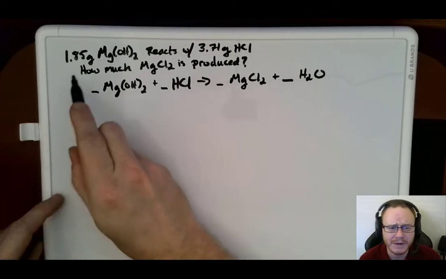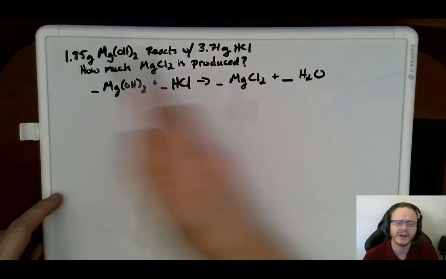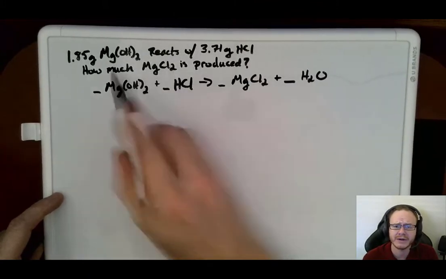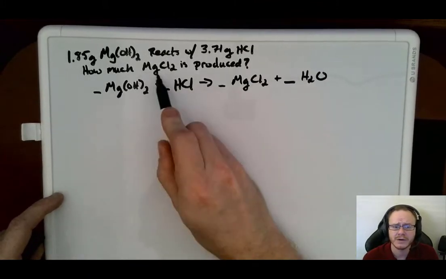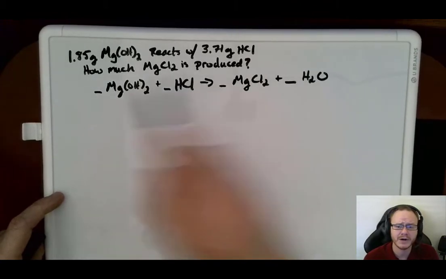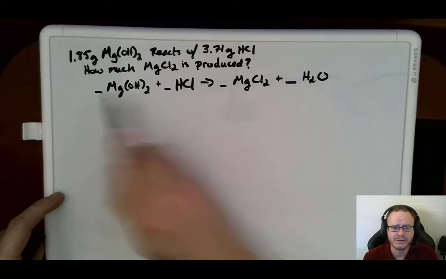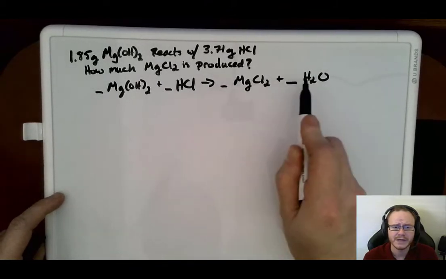All right. For problem number 2, we have 1.85 grams of magnesium hydroxide reacting with 3.71 grams of hydrochloric acid. The question being asked is how much magnesium chloride is going to be produced. We do need a balanced equation for this, so I'll write out the blank equation.